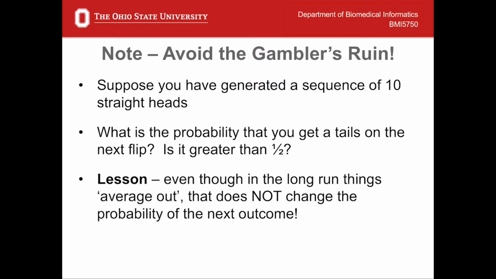We need to avoid the gambler's ruin. Suppose you have generated a sequence of 10 straight heads. What is the probability that you get tails on the next flip? Is it greater than 1/2? Let's think about it and have a discussion in the forum. We learn a lesson from this. Even though in the long run things average out, that does not change the probability of the next outcome.